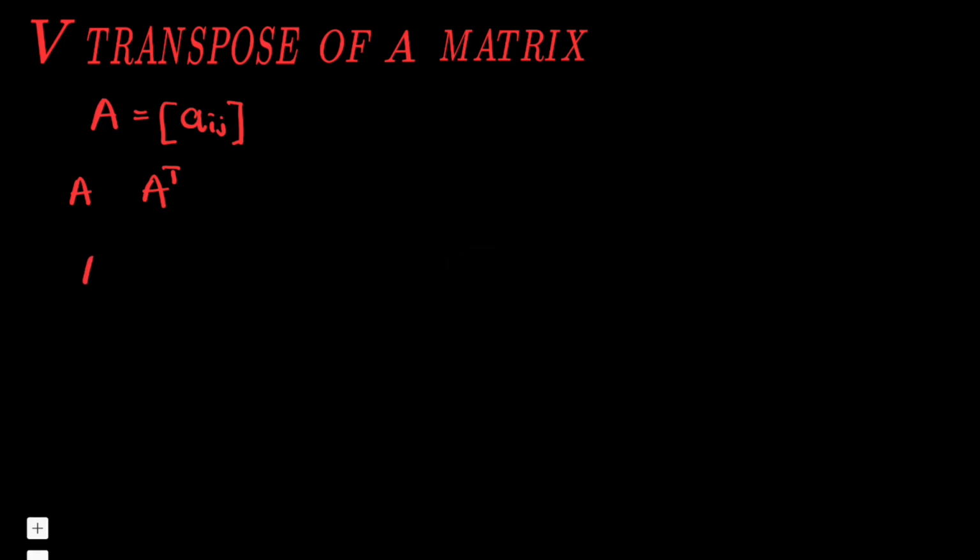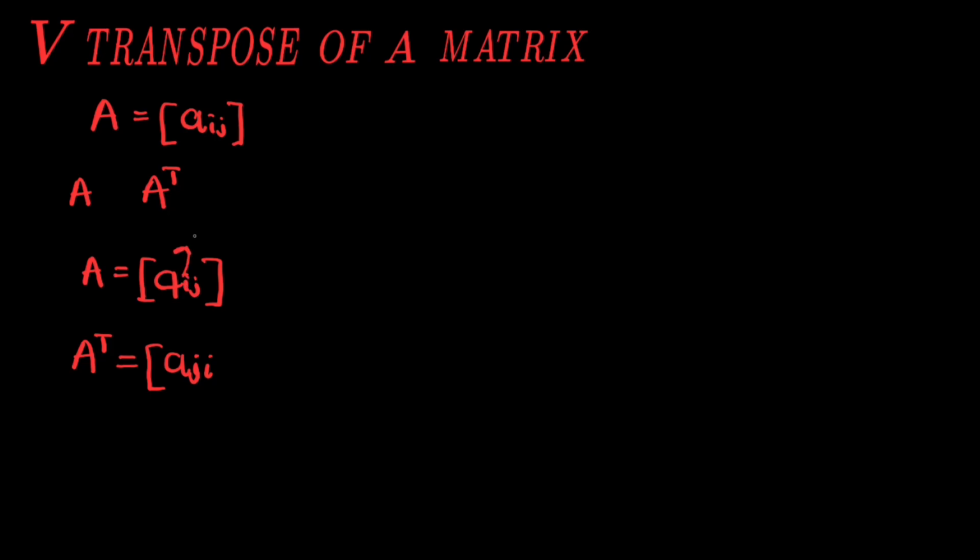So if you have A, if this is our matrix, then the transpose A to the power T is simply j and i. So we have interchanged the rows and the columns. So this is the row in this first matrix and this is the column. So if we want to find the transpose, then the rows will become the columns and the columns will become the rows. As simple as that.